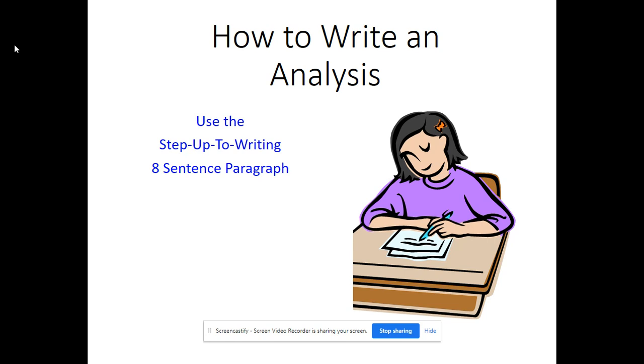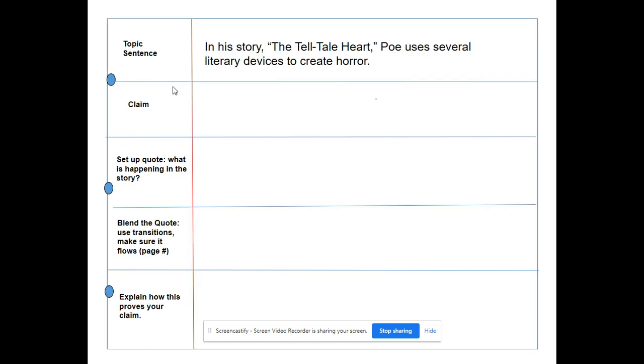So as we get into this, it's a lot like what we've done before. We're just twisting the topic sentence to suit our purposes. Everyone has the same topic sentence. In his story, The Telltale Heart, Poe uses several literary devices to create horror. So we have three to choose from: repetition, irony, or imagery. The first one I did was repetition.